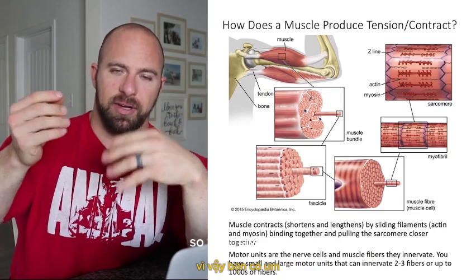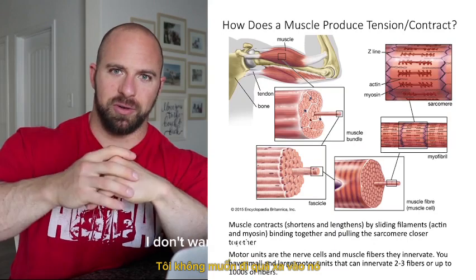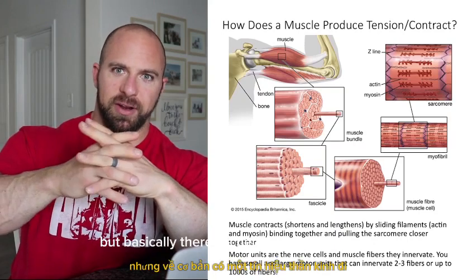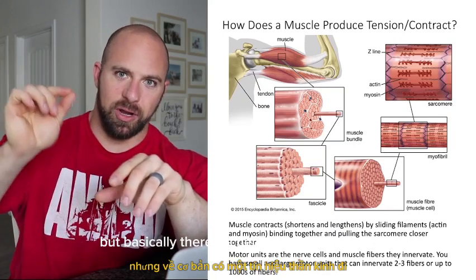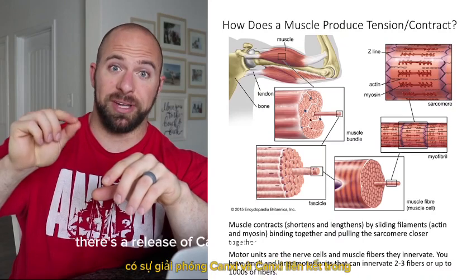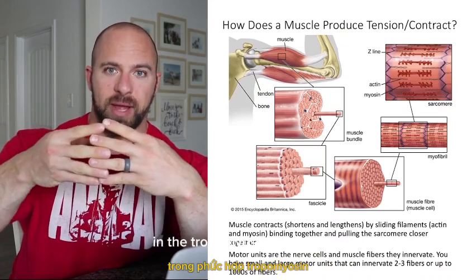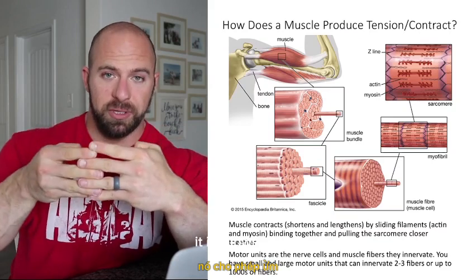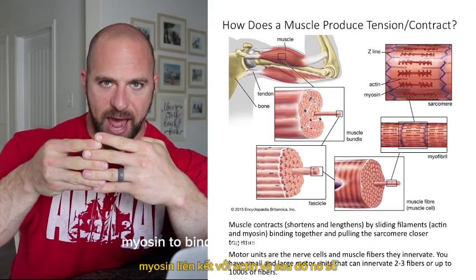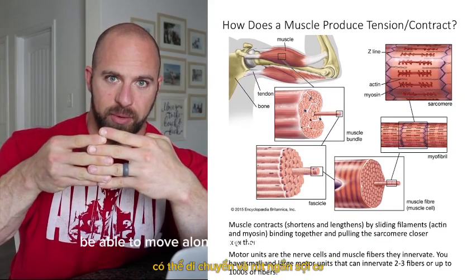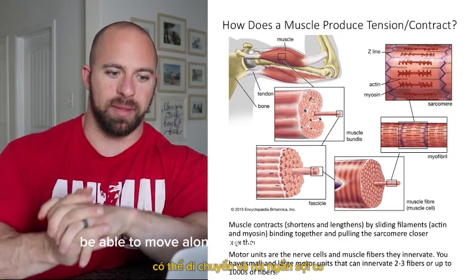I don't want to go too far into it, but basically there's a neural signal, there's a release of calcium, and the calcium binds in the tropomyosin complex, and it allows myosin to bind to actin, and it will then be able to move along and shorten the muscle fiber.